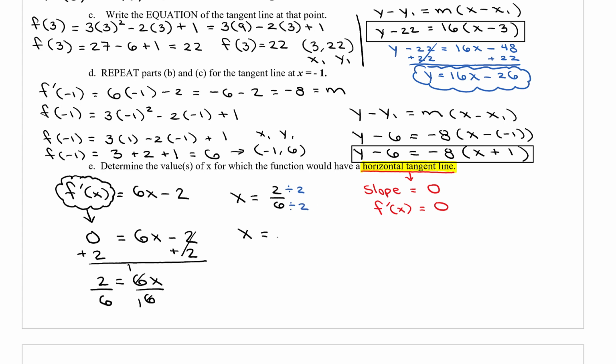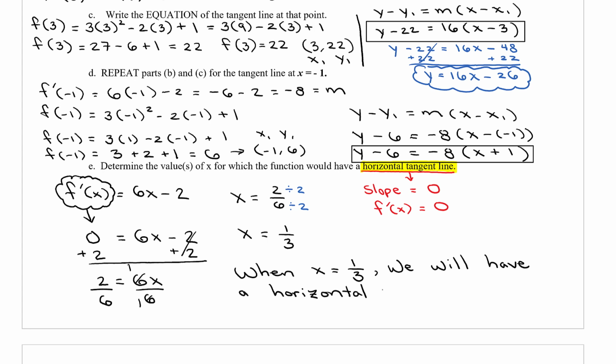So that's going to be my x value for which the function is going to have a horizontal tangent line. So I'm going to write out here in words, when x equals 1/3, we will have a horizontal tangent line. I'm going to box that in. That's going to be our answer.